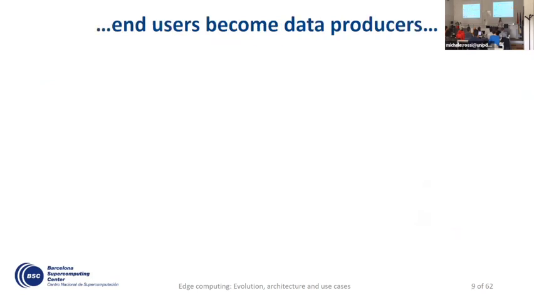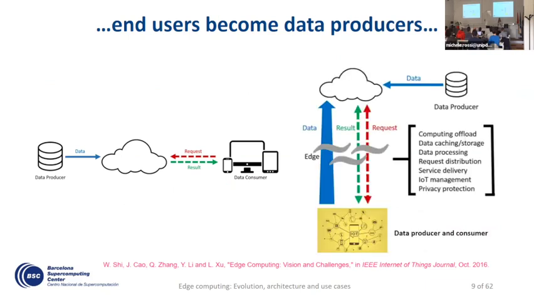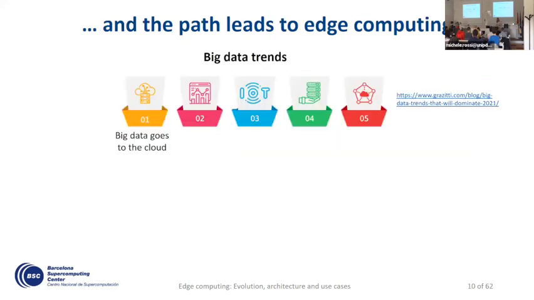And also the model in which we use the data has been changing because before, the data produced by the sensors went to the cloud and then you consumed the information somewhere else. But now the ones that generate data may often consume it, because sometimes your smartphone generates a lot of data, but then you also want the knowledge back. So maybe it makes more sense to have the computation close to where your smartphone is and not have to upload it to the cloud and then download it again. So we have all these trends: big data, a lot of analytics, IoT. So in the end, the path leads to edge computing.